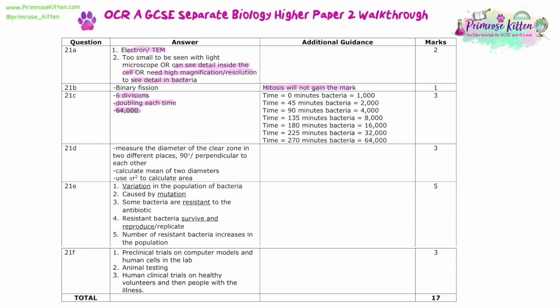You've shown that there were 6 divisions beforehand and you showed that you understood it should double each time, or you've got evidence of that from your working, then you can have 2 out of 3. To calculate that zonal area for part D, there are 3 marks on offer here.